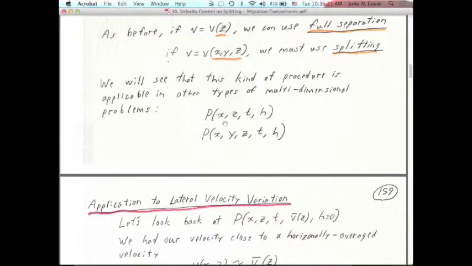Now I've formally explained splitting. It turns out we've been using it all the time. We used it in lab 6, lab 7, and lab 8. It's also used in lab 9, if you did that, back in 706.